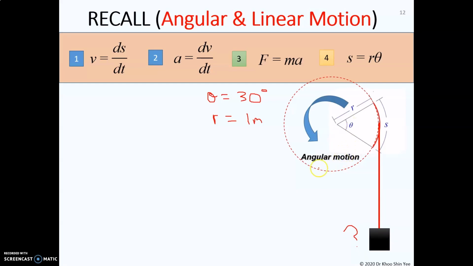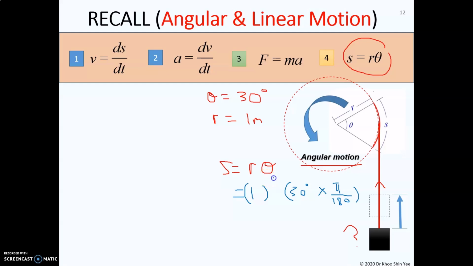What is happening here is that we are converting the angular motion of the rotor to linear motion. The linear motion of this object can be predicted by this equation, where x equals r theta. You need to be careful that theta must be in radians, therefore you have to convert 30 degrees to radians by using this formula. From the result, you can see that if you rotate the thing by 30 degrees, the object will move in linear motion by 0.5.